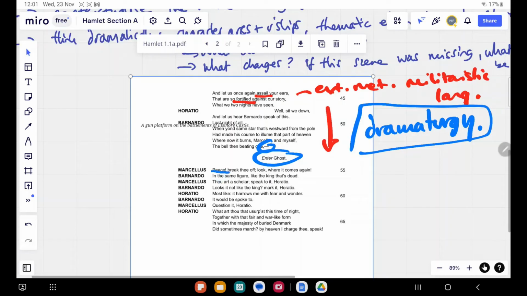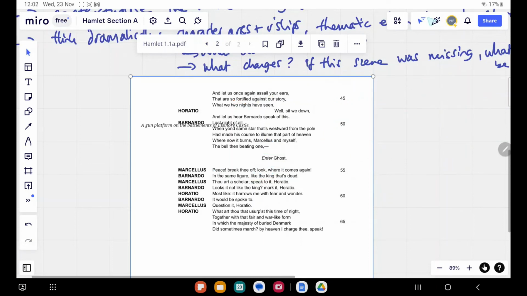All hell breaks loose. "Peace, break off, look." So we get lots of short exclamatory expressions there as panic sets in. And then we begin to understand that this ghost is no ghost, like the king that's dead. And then the soldiers fall back behind the scholar, and the hierarchy reasserts itself.